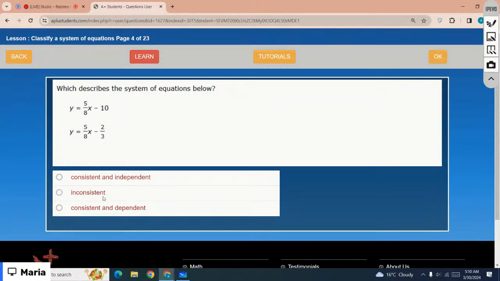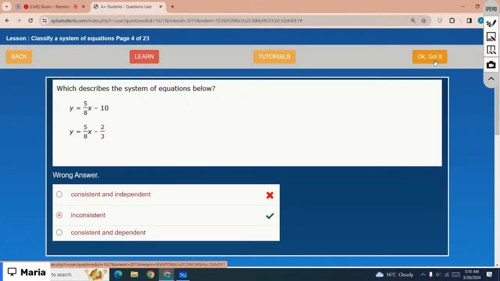The correct option is consistent and independent. Option number 1 is the correct option, right? Sorry, inconsistent, because the slopes are the same but the y-intercepts are different, right? That means the lines are parallel, they never intersect each other, so the system is inconsistent, right?